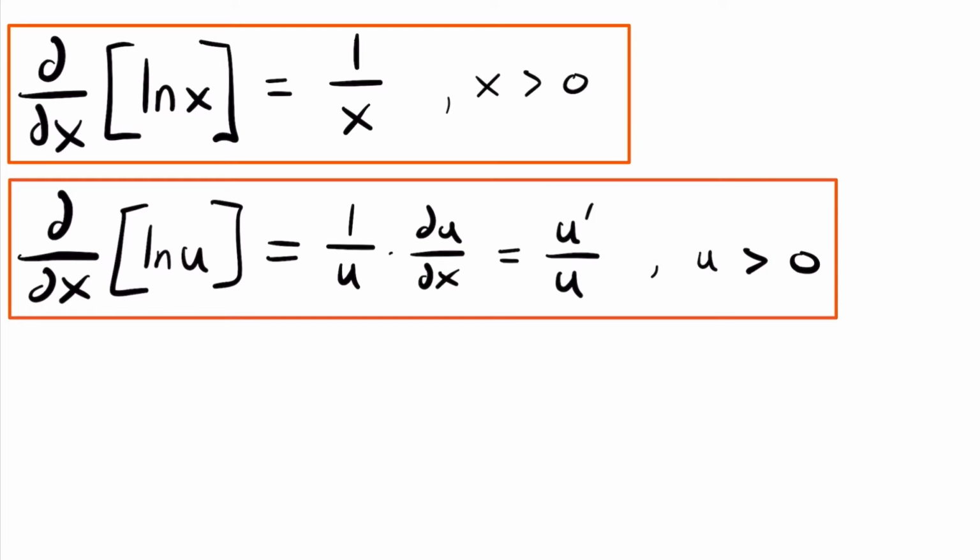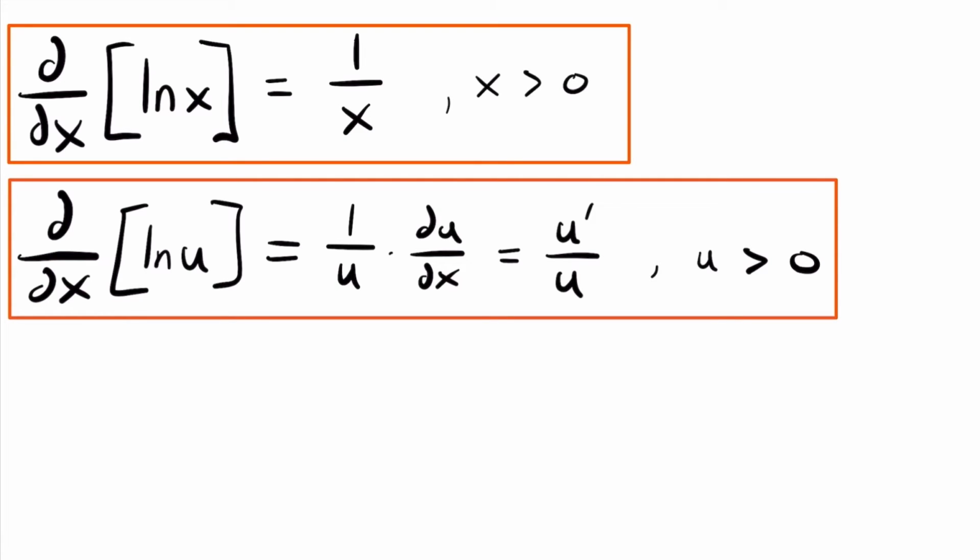Then we need to use the chain rule where the outside function is the natural log function and the inside function is u. And so we would have 1 divided by that inside function u times the derivative of u with respect to x. And so another way of writing that would be that this is equal to the derivative of u, or u prime, divided by u. And again, that is given that u is greater than 0 because the natural log function is only defined for positive values.